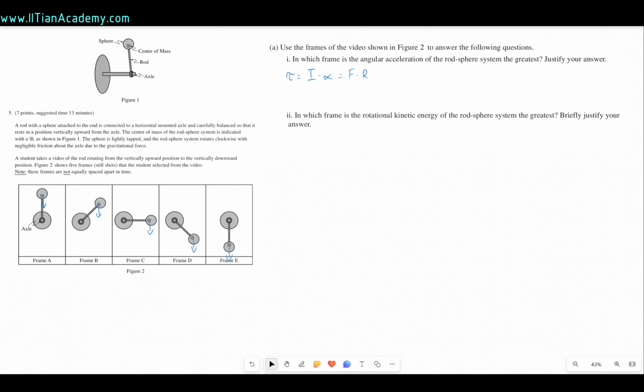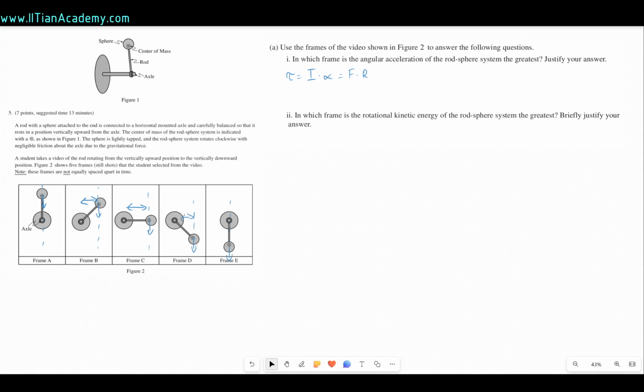And we need to see when this has the largest arm with respect to the axis. So all we need to do is draw this dashed line, elongating the vector's direction. And we need to see when the distance between this dashed line and the axis is the greatest. So we can see, for example, in frame A and in frame E, the distance is 0, so they're on the axis, meaning they have no torque.